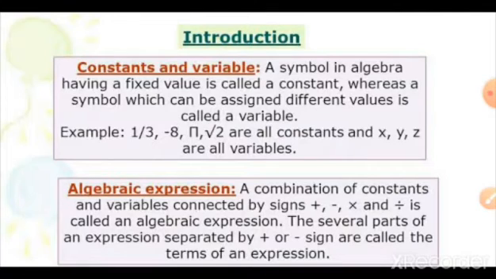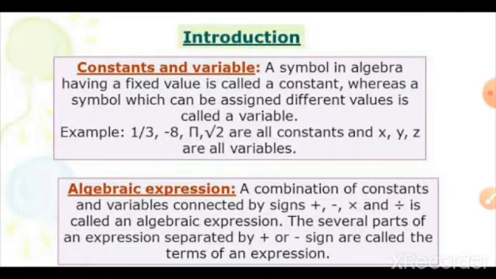These are called variables. That means these are the letters or the alphabets which are used in algebra in order to denote or represent any unknown quantity. As for example, you have the constants as 1 by 3, minus 8, pi, root 2. These are all examples of constants. And the variables are a, B, C, D or X, Y, Z, P, Q, R, etc.